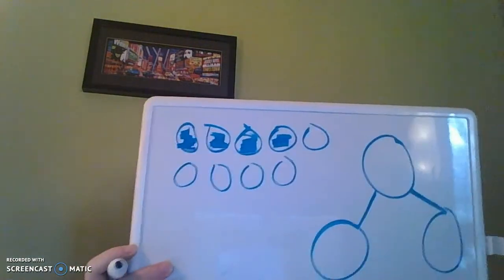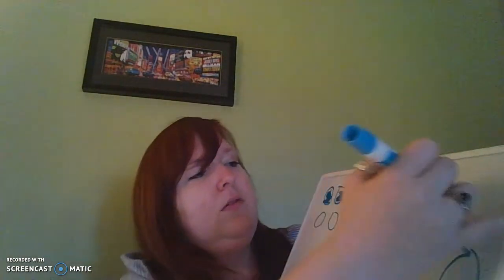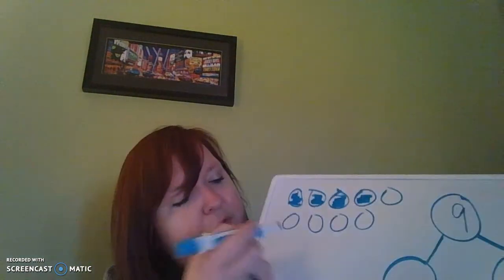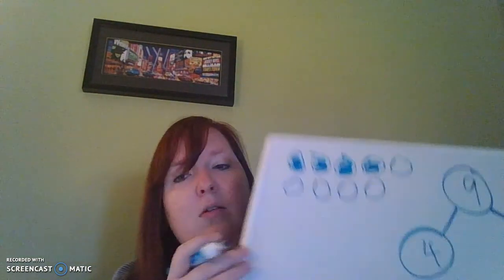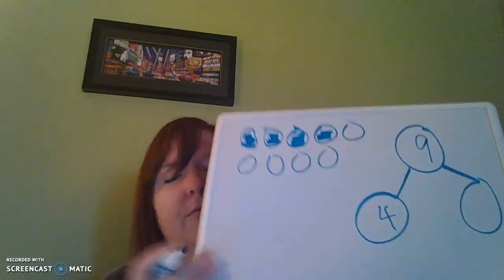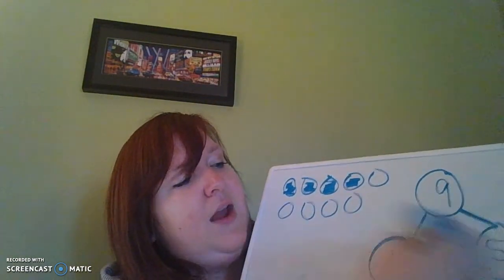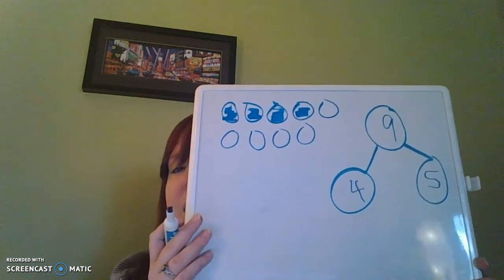Let's do our number bond. What is my whole? How many cookies do I have altogether? 9. How many are chocolate? 4. And how many are vanilla? 5. So say with me, I have 5 and 4 make 9.